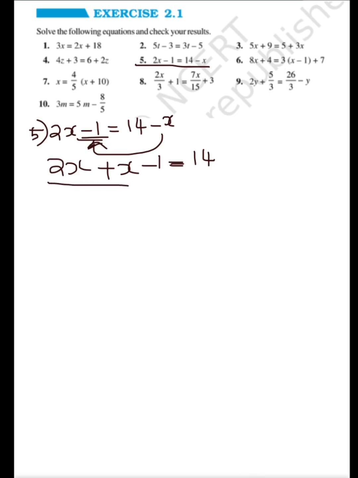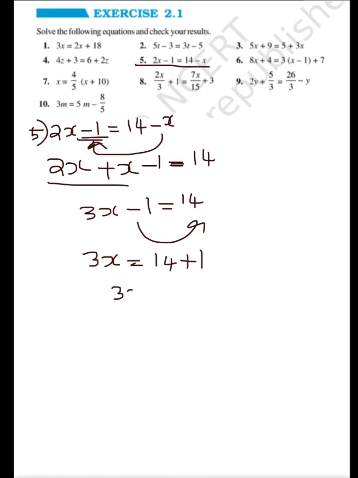Now what is 2x plus x? That is 3x. 3x minus 1 equals 14. Okay, now you have to take this minus to other side. That means what? 3x equals 14 minus when taken to other side plus 1. So 3x equals what? 15.